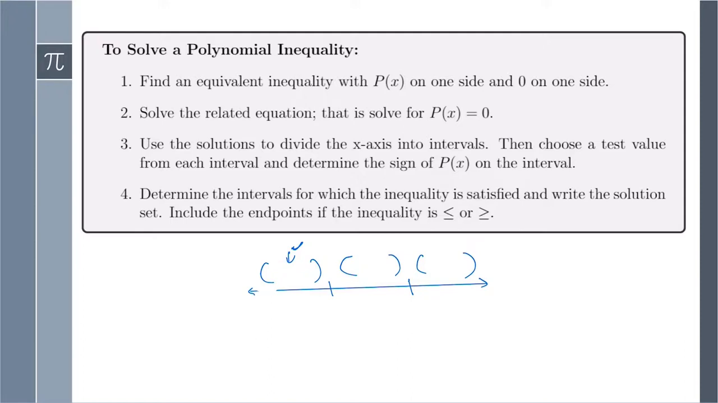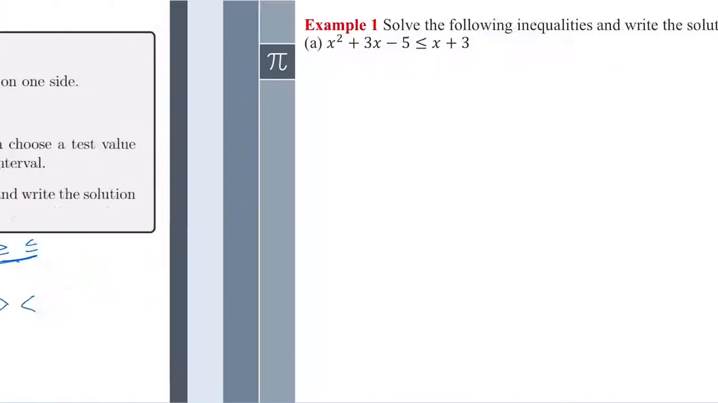One important thing that we have to include when we write the solution is, if we have the inequality which is greater than or equal to or less than or equal to, in those cases we have to include the endpoint, so we'll put the bracket. But if we have a strict inequality like this, then we don't include the endpoints. We'll write the open interval. So let's see an example. It makes more sense when we do an example.